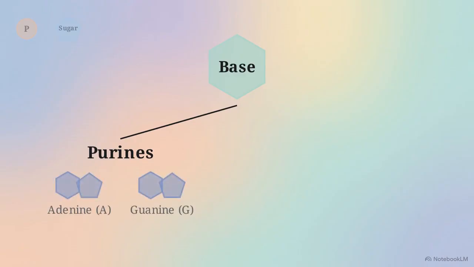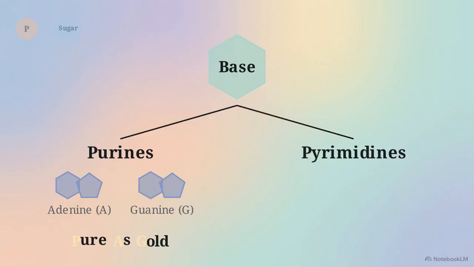This family includes adenine and guanine. A quick way to memorize this for the exam is the phrase pure as gold. P for purines, A for adenine, G for guanine. The second family branch contains the pyrimidines. In DNA, these are cytosine and thymine. We now have our complete chemical alphabet, A, G, C, and T.